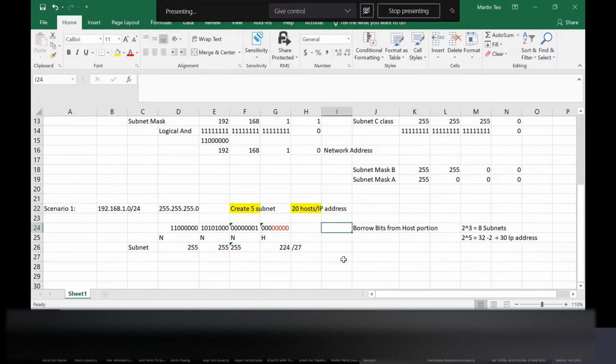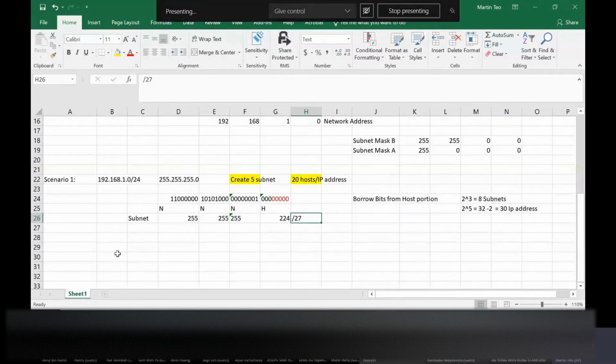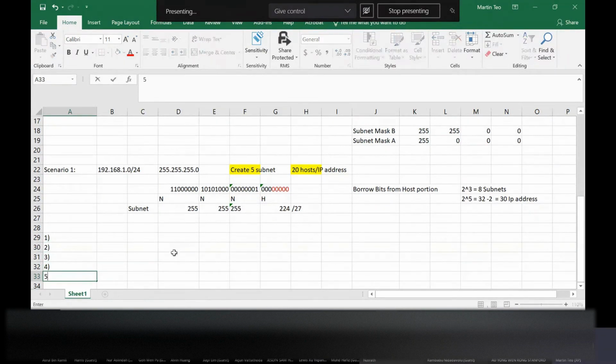Okay, now we are sure that by borrowing 3 bits from the host, we can create 8 subnets, which is able to satisfy 5 subnets as a requirement. And each subnet will have 30 IP addresses, so we will be able to cover the 20 hosts. We can now start to write our networks. So we can have network 1, network 2, network 3, network 4, network 5.